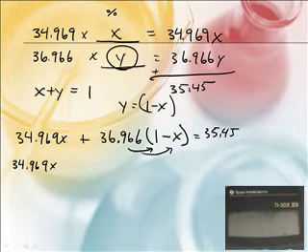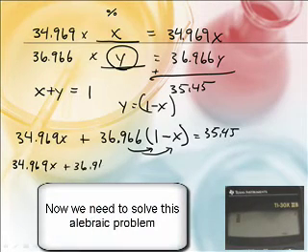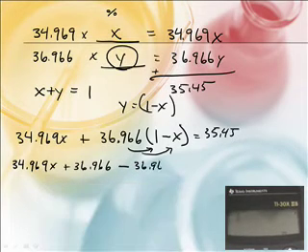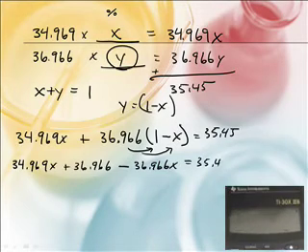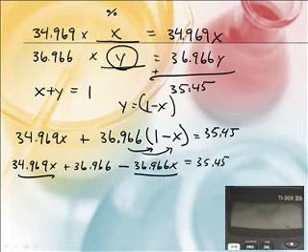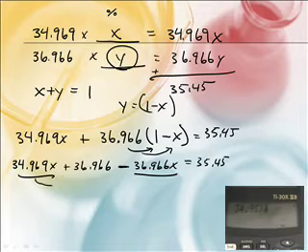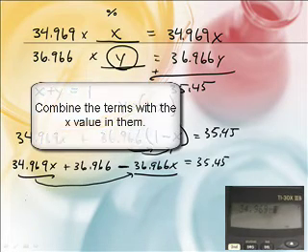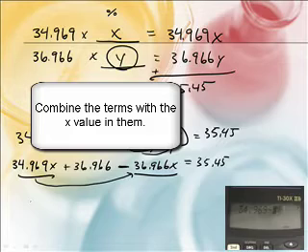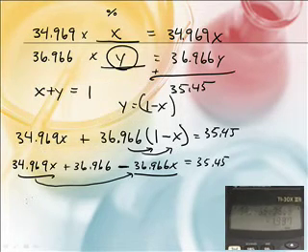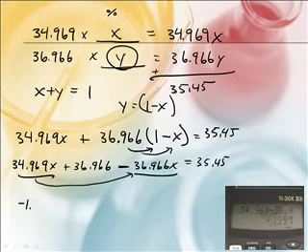Then I'll say plus 36.966 minus 36.966X equals 35.45. Now I've got X here and X here, so they need to go together. This is a negative, so if you subtract these two numbers, 34.969 minus 36.966, that gives us negative 1.997X.